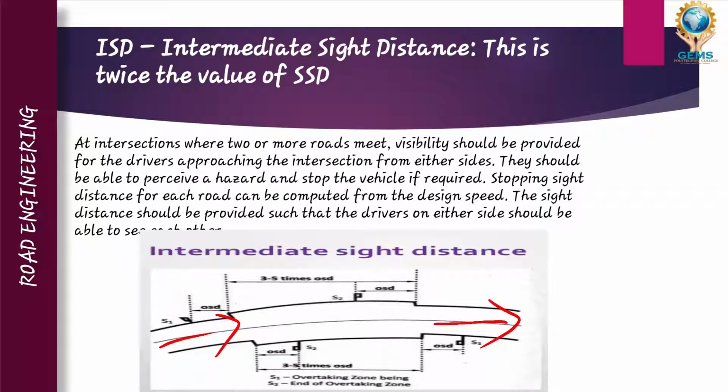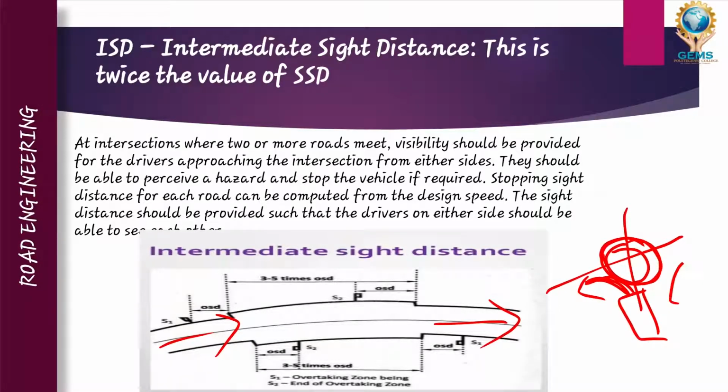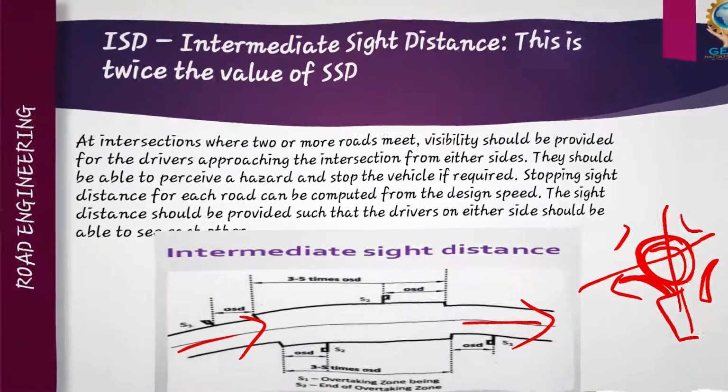If vehicles are coming from either side, at the junction of four roads, the driver should see the distance of the other vehicle in this direction if we want to move in this direction, and this distance is known as intermediate sight distance. In the middle there will be a chowk, so the distance between these lanes will be the intermediate sight distance, for the safety of the vehicle and the driver before collision.